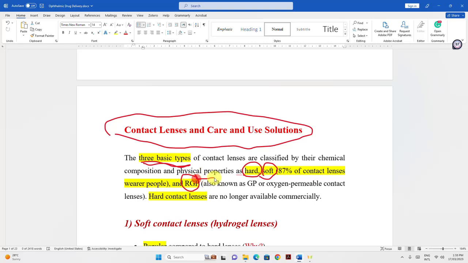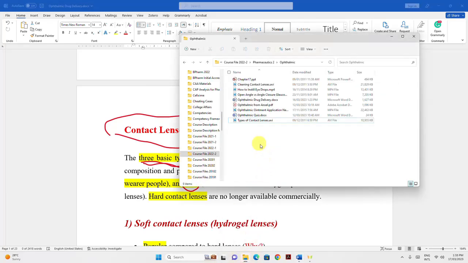Now, this rigid gas permeable have replaced the hard contact lenses. So nowadays you don't see the hard lenses. Instead, to replace them, you have the rigid gas permeable lenses. So please have a look at this video where the ophthalmologist described the types of contact lenses.